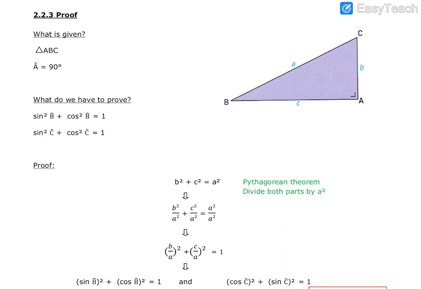Well, we start with our famous Pythagorean theorem. The Pythagorean theorem says that hypotenuse squared is equal to the sum of the squares of the two right-angled sides. Now, because this is an equation, you can always do some conversions to it on both sides of the equation.